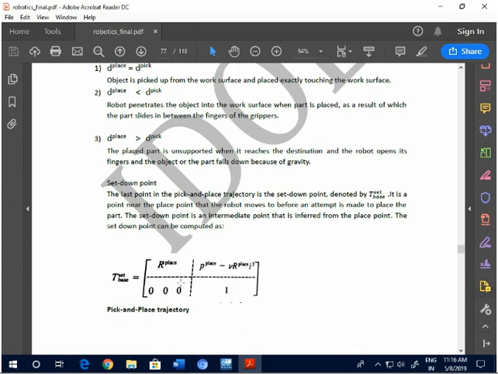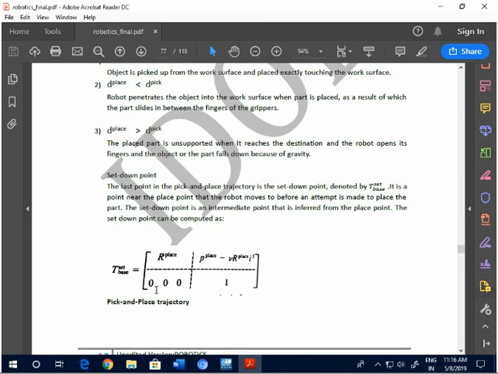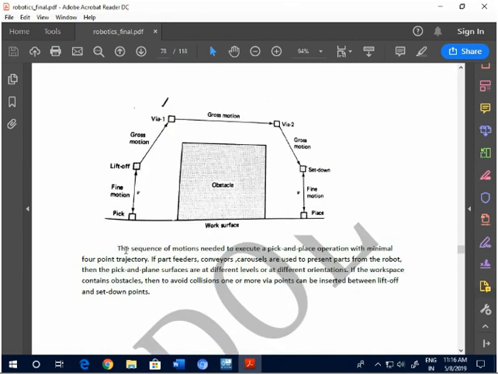The last point in the pick up and place trajectory is the set down point. The set down point is denoted by T set down to the base. It is the point near the place point that moves the robot before an attempt is made to place the part. The set down point is an intermediate point that is inferred from the place point, computed as r place minus v r place, i cube 0 and 1.